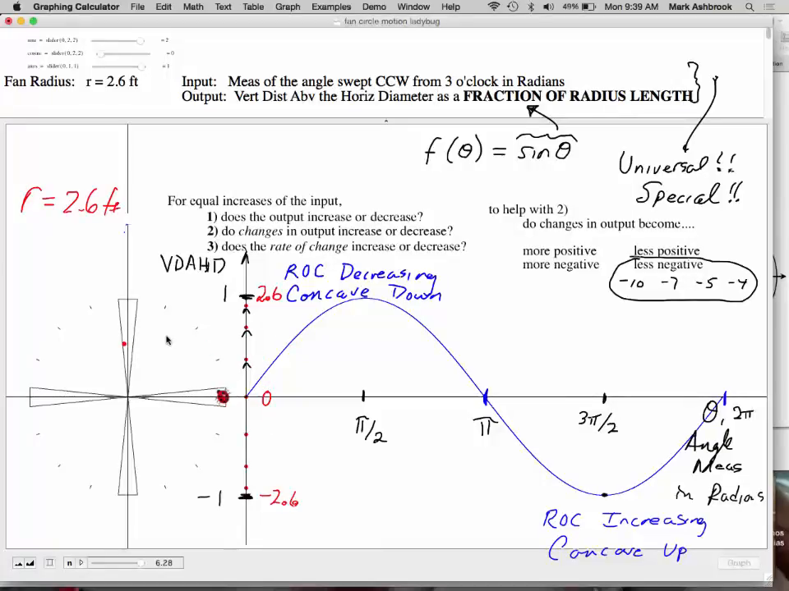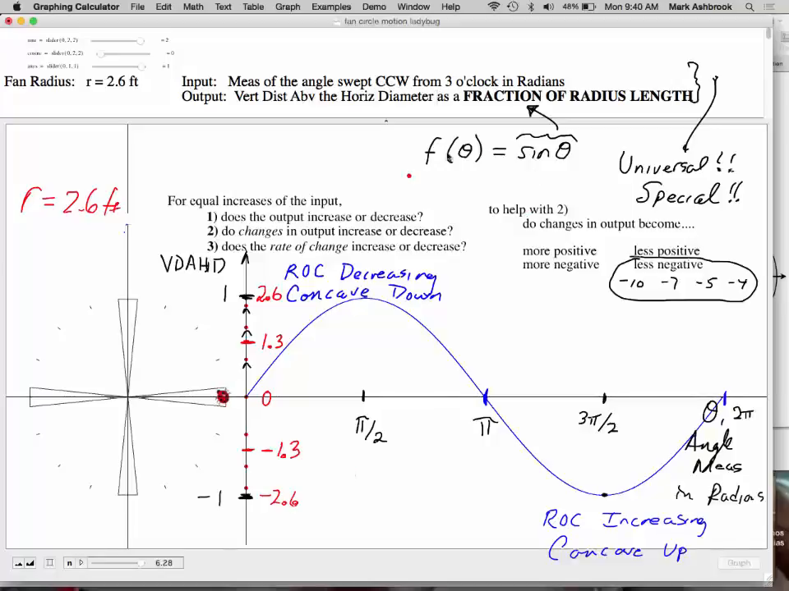And then when we're at 0.5 of a radius length, whenever the bug passes 0.5 radius lengths above the horizontal diameter, how many feet is it above? Not enough people, right? So whenever the bug passes a half a radius length above the horizontal diameter, how many feet is it above the horizontal diameter? 1.3, or 2.6 times a half, right? And whenever it's negative a half radius length, or a half radius length below, then what's its coordinate in feet? Negative 1.3.